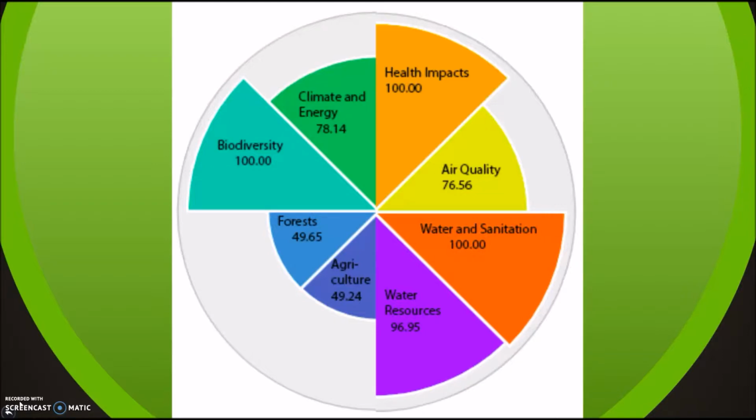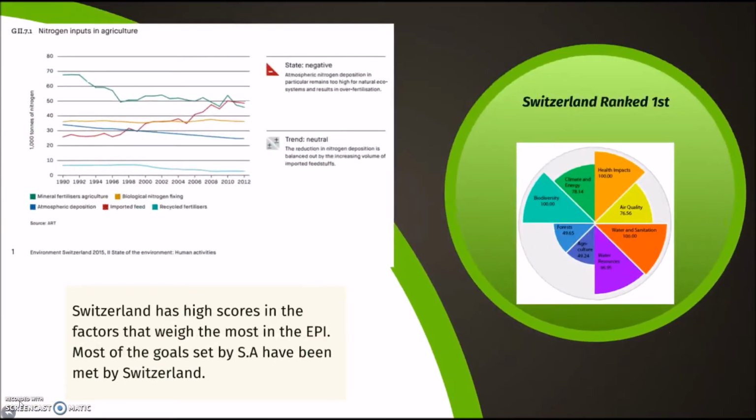the categories, the factors that weigh the most, which are the health impacts, the water and sanitation, water resources, and the climate and energy, have scored really high. 2 of those categories are 100%, and the lowest that they have is 78.14, which is climate and energy. That is higher than about 4 of the categories in South Africa's EPI.